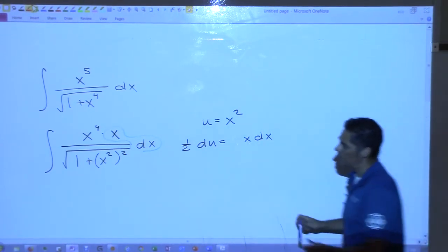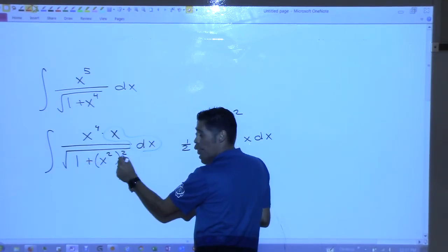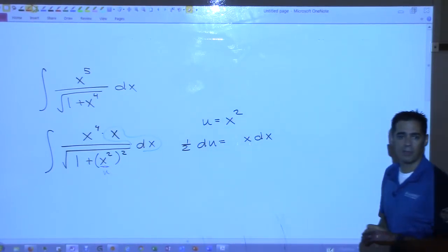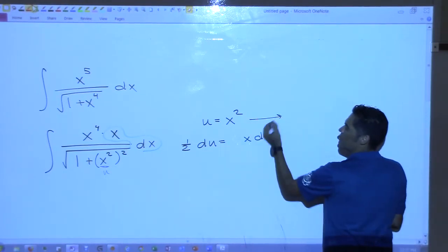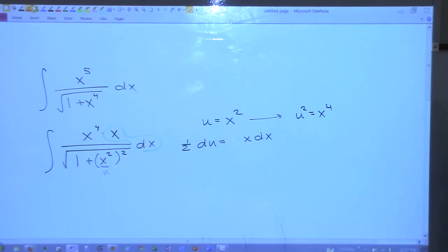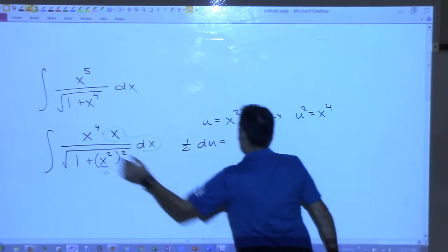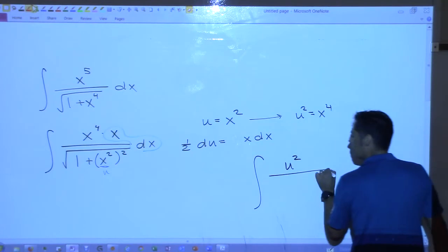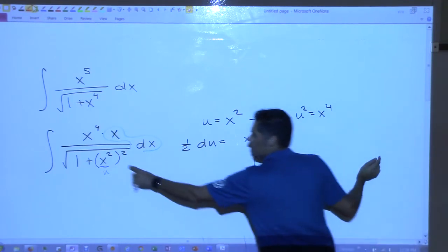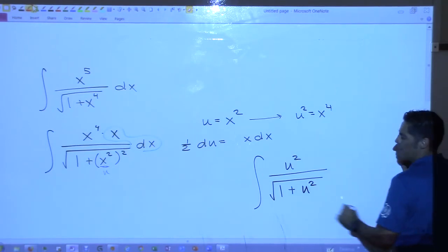The bottom becomes square root of 1 plus what? X squared. So this is going to be my u, right? That's my u. The only thing is I need to figure out what x to the fourth is. So what's x to the fourth? Just square both sides of this. This is u squared equals x to the fourth, right? Okay, let's rewrite the whole integral. All right, x to the fourth is u squared over the square root of 1 plus u squared, right? That's u squared. And then 1/2 du is the rest.